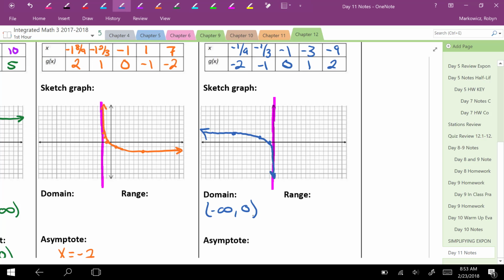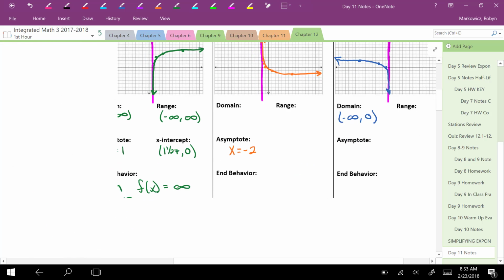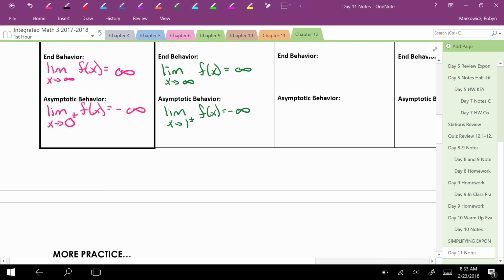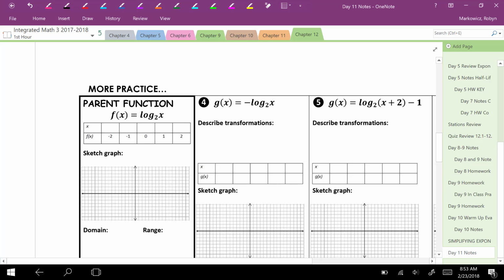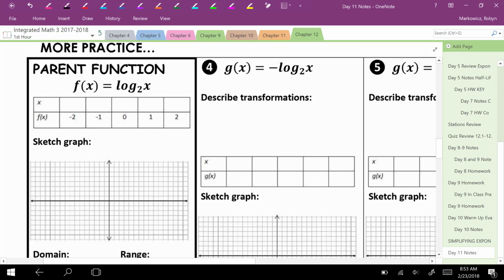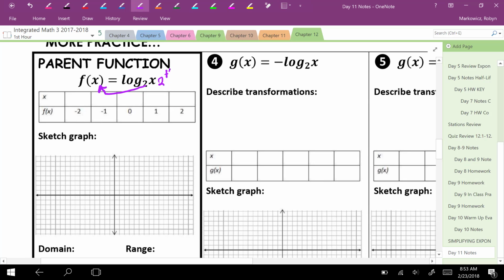Go ahead and flip it to the next page. Backside. We're going to do it again. So we're going to do it a little bit quicker this time, okay? Let's see how quickly we can fill in our parent function. Again, 2 to the power of f of x is equal to x.